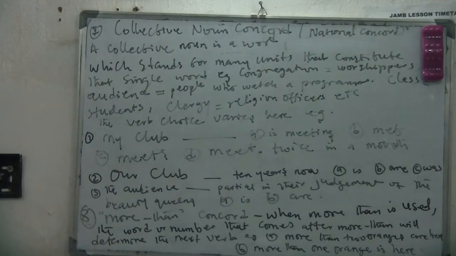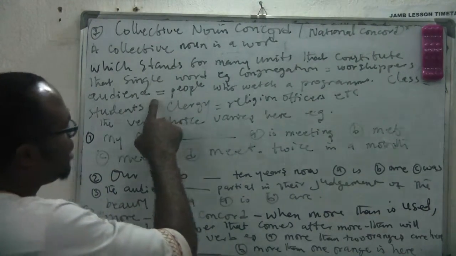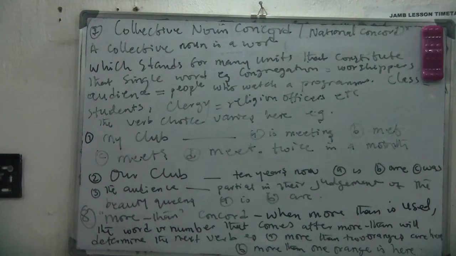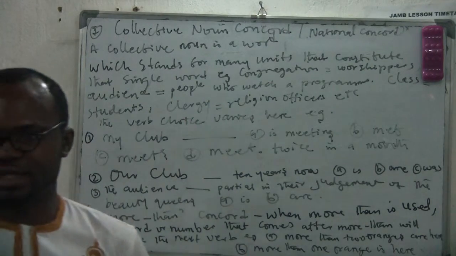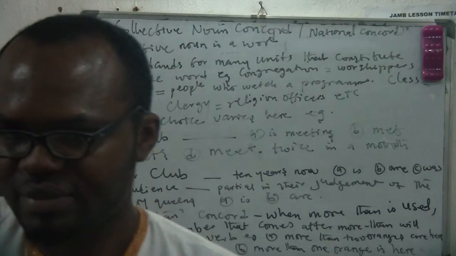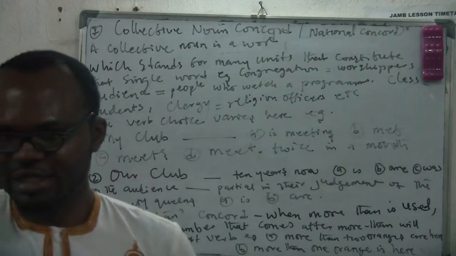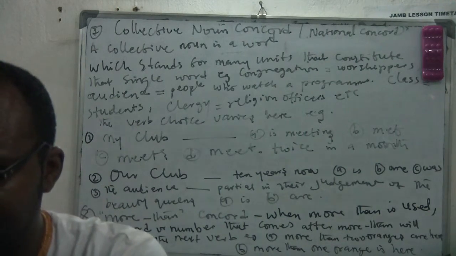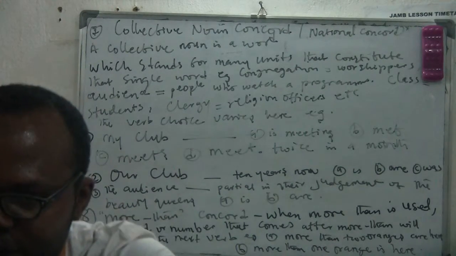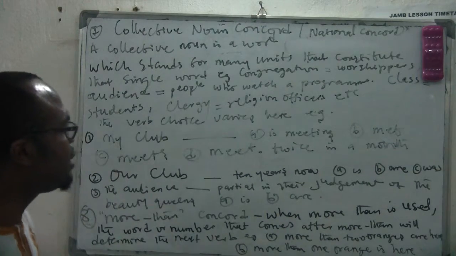Now, when you have an audience, who are the audience? People that are listening or watching a program. Clergy. What are the things that make up the clergy? Religious leaders. The imam, the pastor. Collective. That's the one single name that you use for all of them together. That is what a collective noun is.